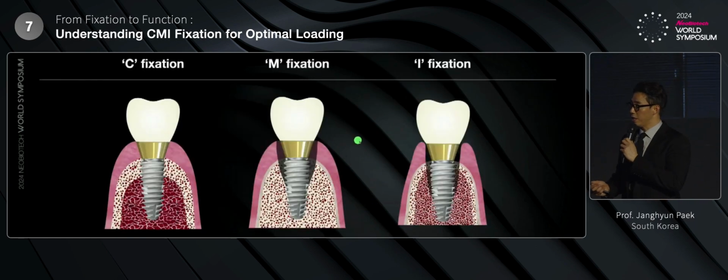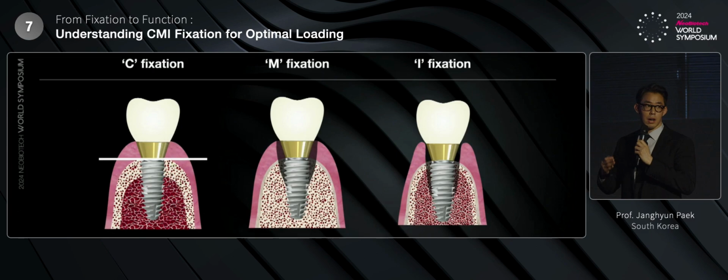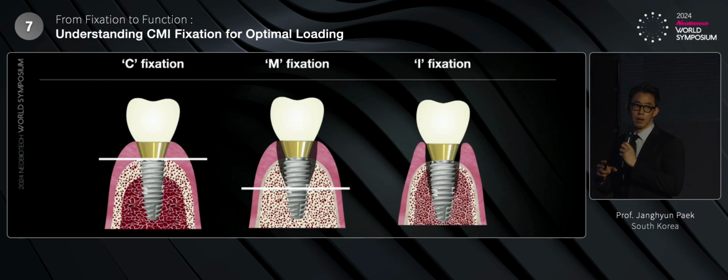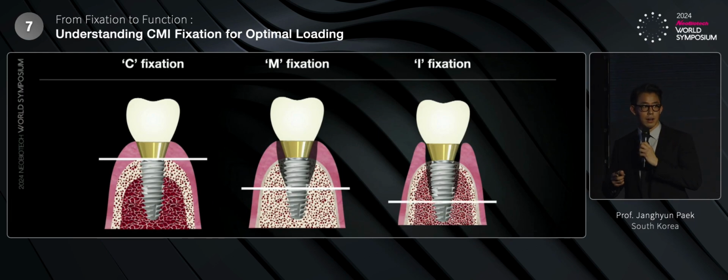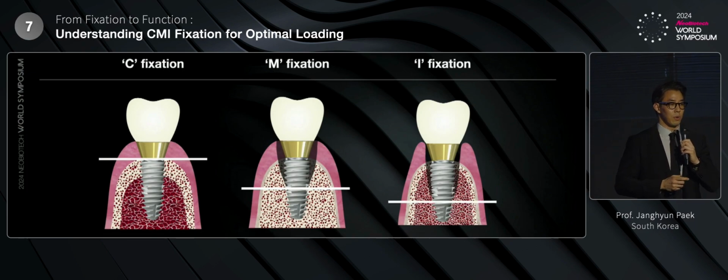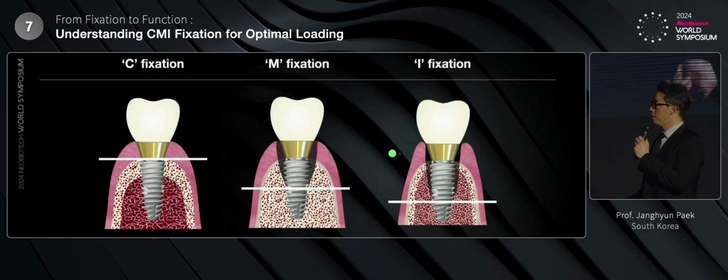So the C fixation is very favorable in terms of crown to implant ratio. The top part will be the crown part, and the bottom part will be the implant part. So the ratio between crown and implant is very favorable. In M fixation cases, we do have an okay crown to implant ratio. It's not very ideal, but it is okay. However, in I fixation cases, we do have a very unfavorable crown to implant ratio.